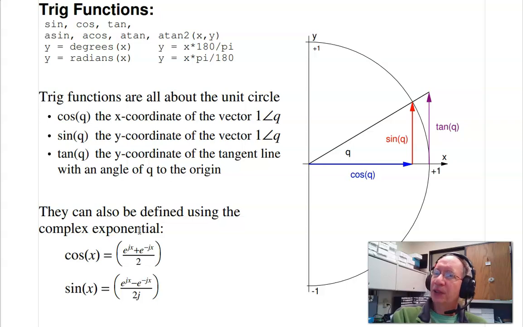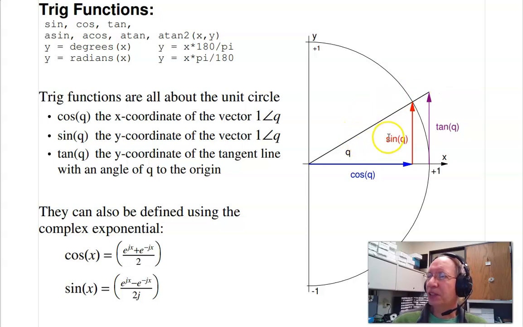The math library includes trig functions. You've got sine, cosine, tangent, arcsine, arccosine, arctangent. Essentially, trig functions are all about the unit circle. If I have a circle with a radius of 1, pick a point on the circle, its x-coordinate is cosine of the angle, the y-coordinate is sine of the angle. Draw a tangent at 1, where it hits your line is the tangent of the angle.